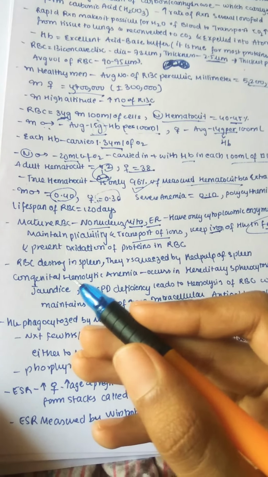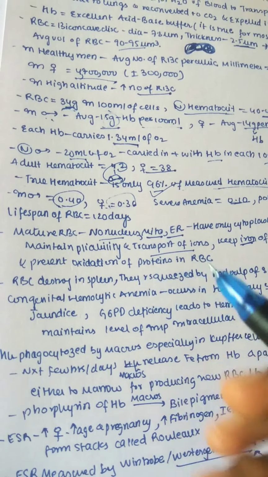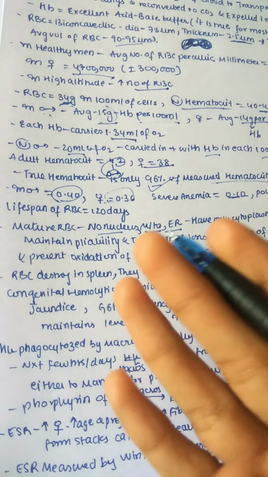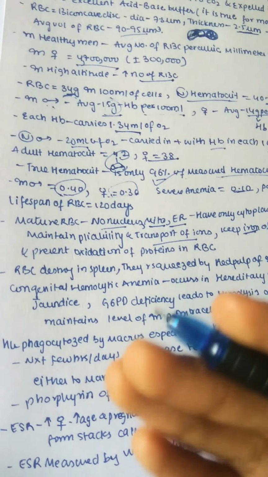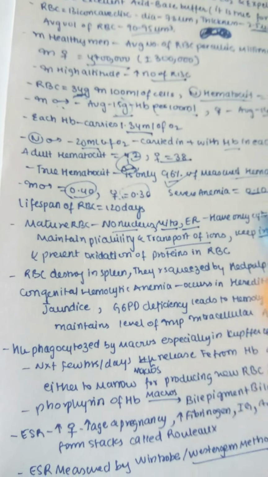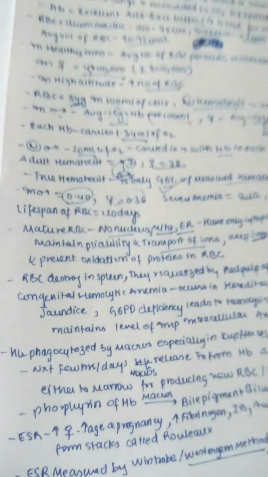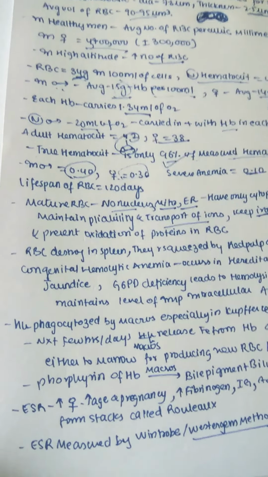We will see all this in the hemoglobin lesson. And also it prevents the oxidation of proteins in RBC, so that most of the proteins are always available in the RBC. So these are all the functions of normal cytoplasmic proteins present in a mature RBC.